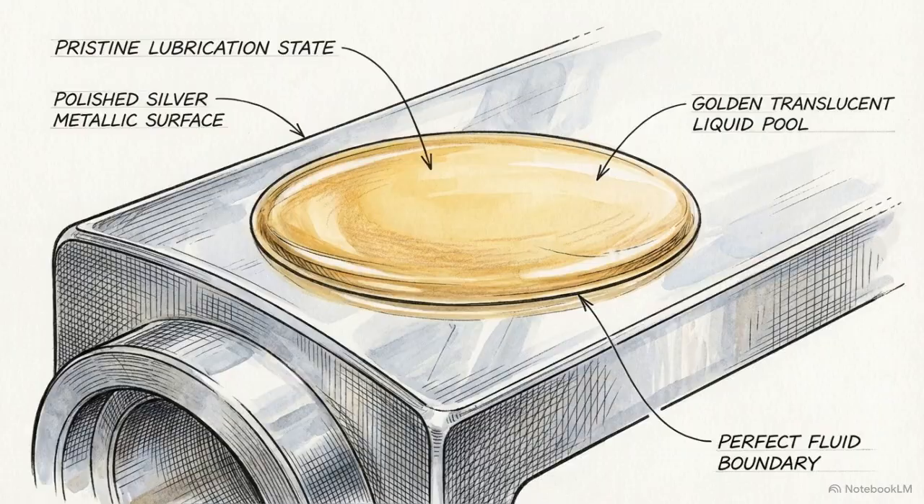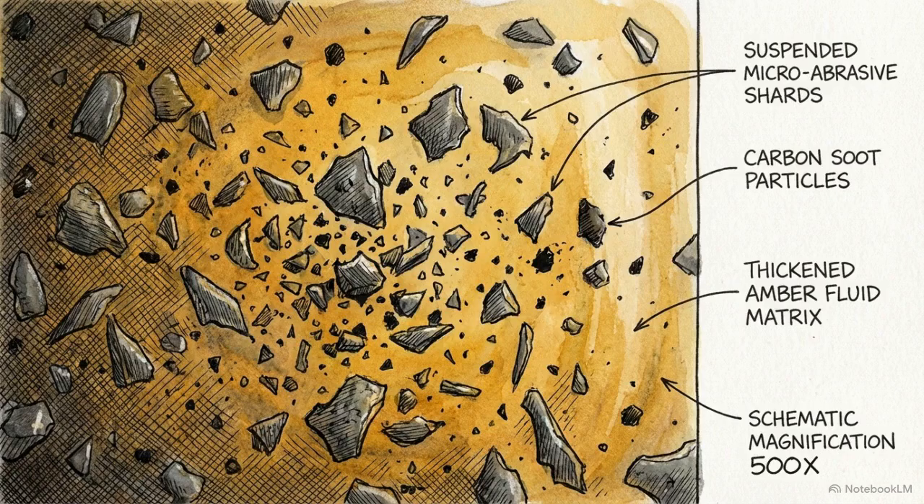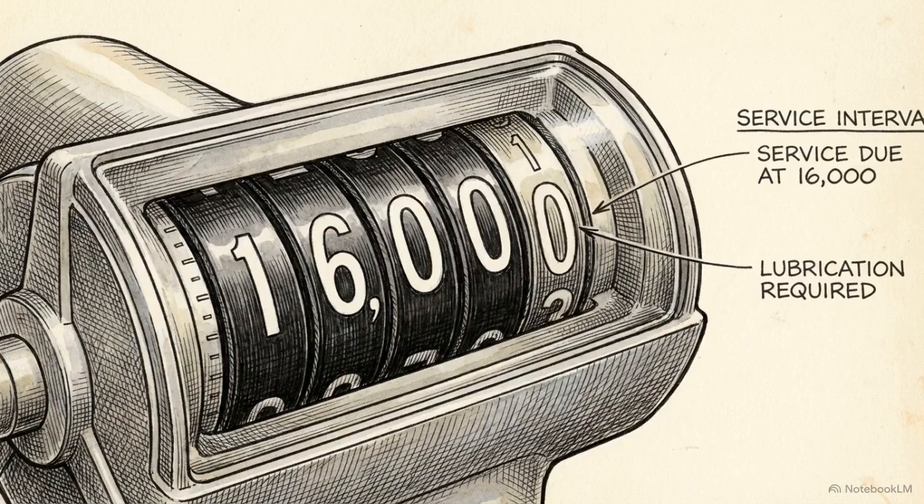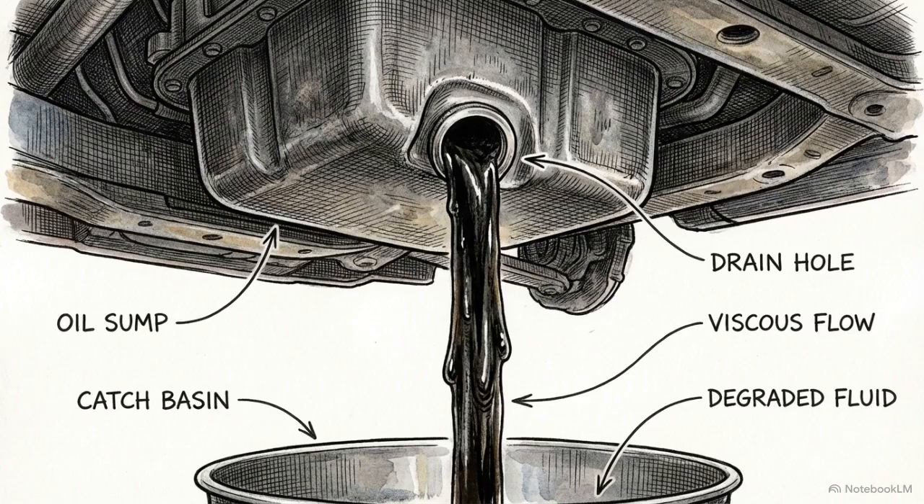Over time, the fluid acts as a garbage collector. It picks up abrasive carbon soot and sheared metal particles that are too microscopic for the paper filter to catch. It is this specific particulate load that turns clean oil into a dirty black sludge. This necessitates a strict service interval, typically every 16,000 kilometers or 10,000 miles. Draining the fluid physically resets both the chemical properties of the oil and the mechanical baseline of the circuit.